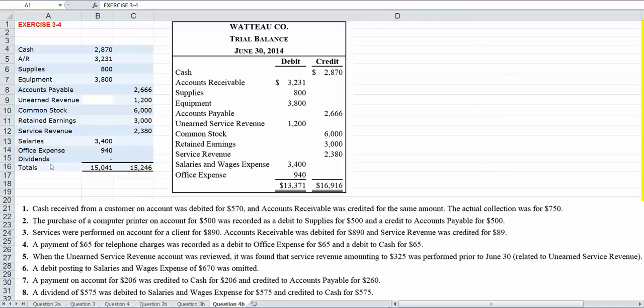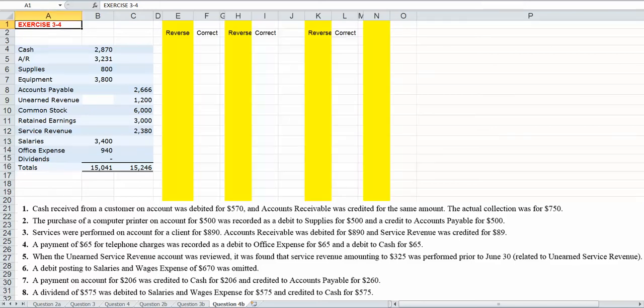Typically, the best way to handle errors is to do an entry first to reverse the error, and then second, an entry to correct the error. So that's the process we'll go through on all 8 of these journal entries. All right, let's go ahead and consider our entries.